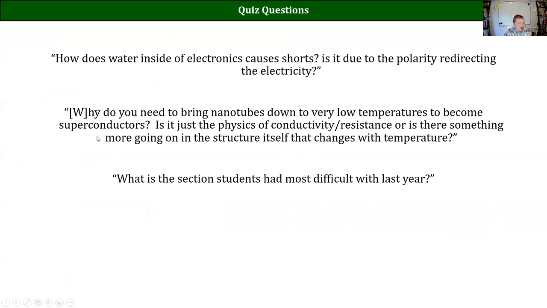And we have a few more people here. Thought I'd address, how does water inside electronics cause shorts before we move on? It is kind of due to polarity redirecting electricity. Basically, and this is a good life skill for you to have, to understand how electricity works a little bit so that you don't, you know, electrocute yourself. Things short out when you give them a path of less resistance.